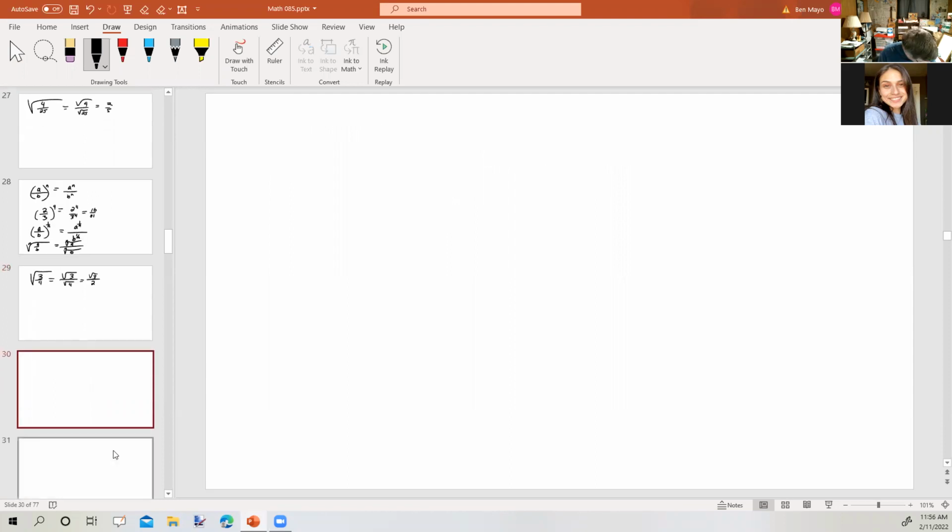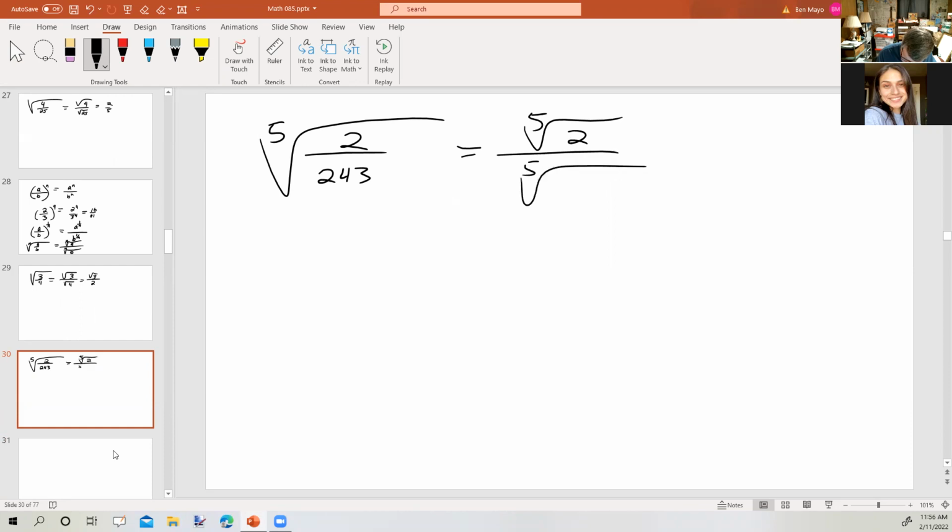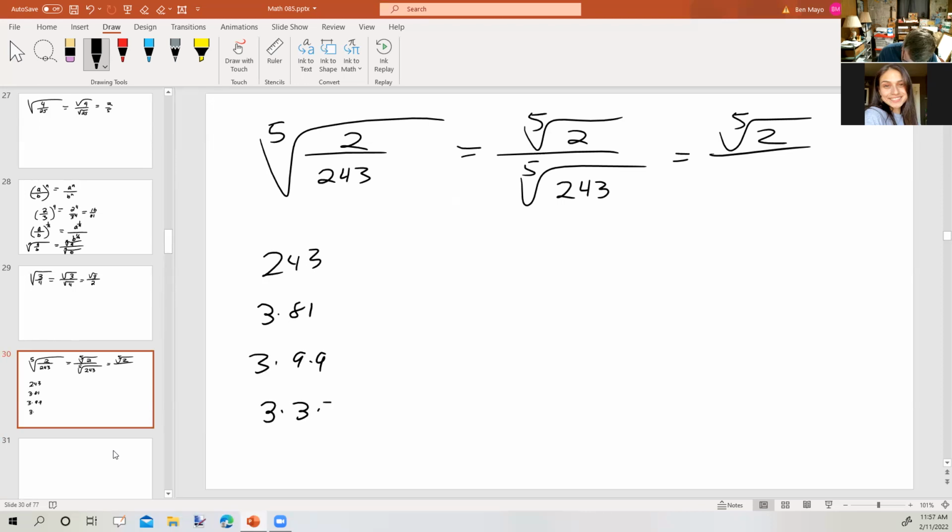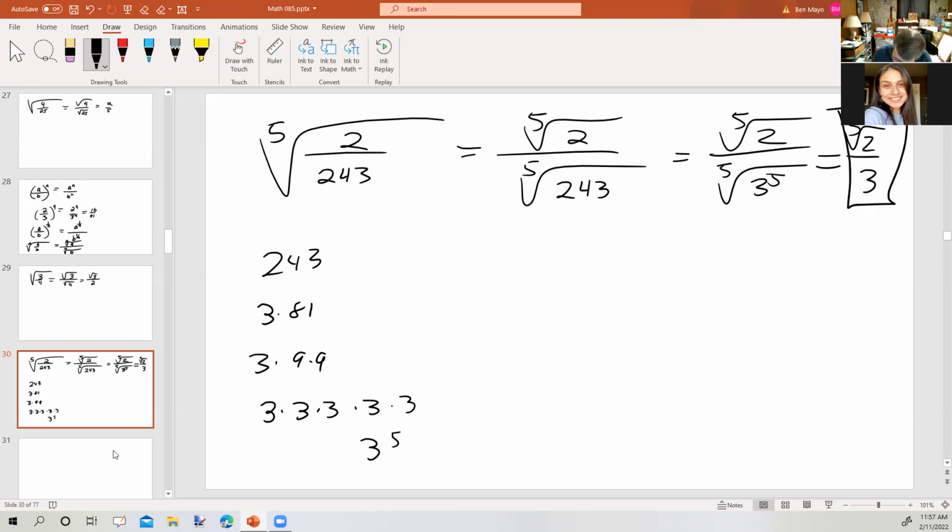How about this one? The fifth root of 2 divided by 243. That's the fifth root of 2 over the fifth root of 243, which is the fifth root of 2 over, let's see, 243 is 3 times 81, 3 times 9 times 9, 3 times 3 times 3 times 3 times 3, 3 to the fifth power, the fifth root of 3 to the fifth. So what have I got? The fifth root of 2 over, what's the fifth root of 3 to the fifth? It's 3. So my final answer, the fifth root of 2 over 3.